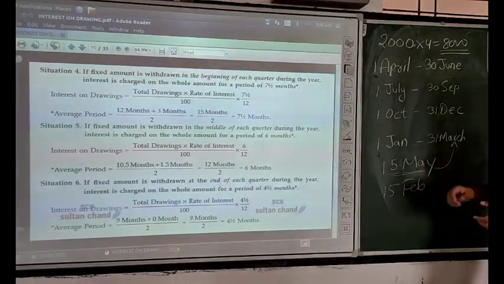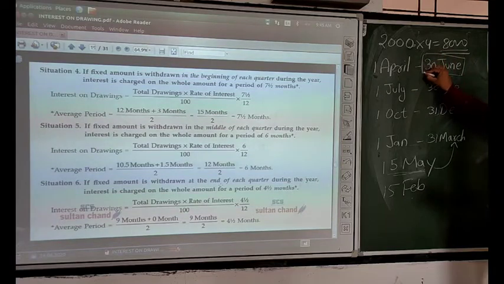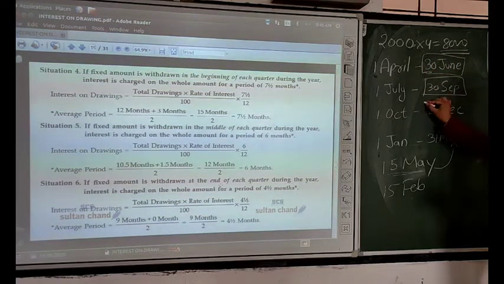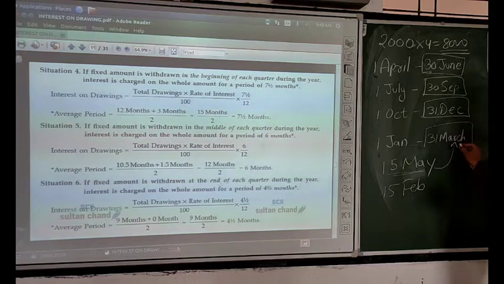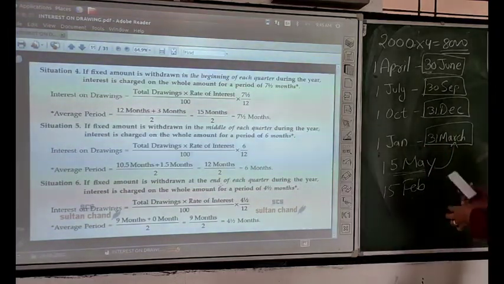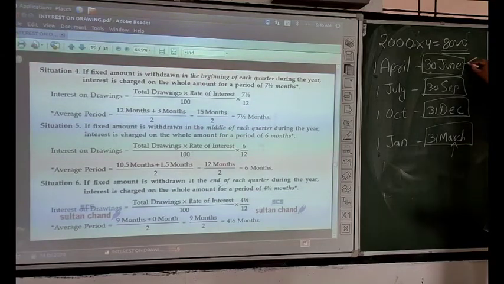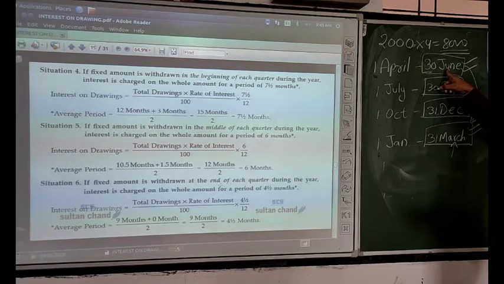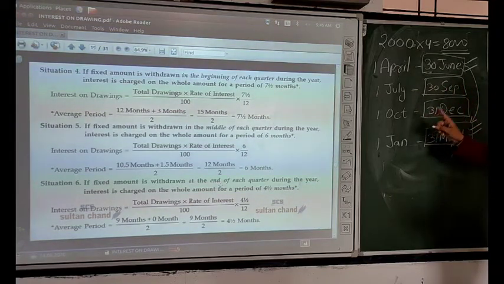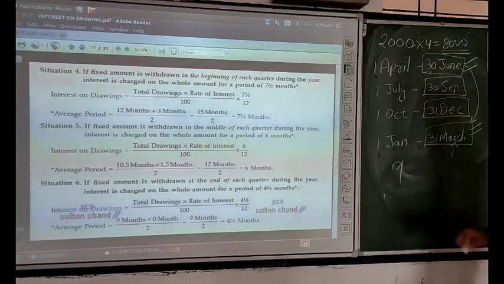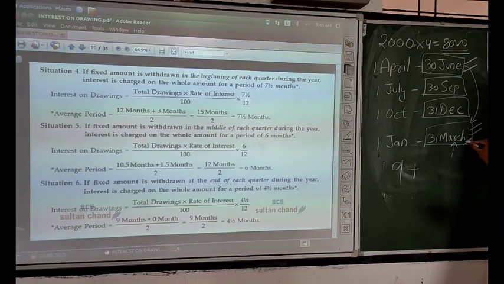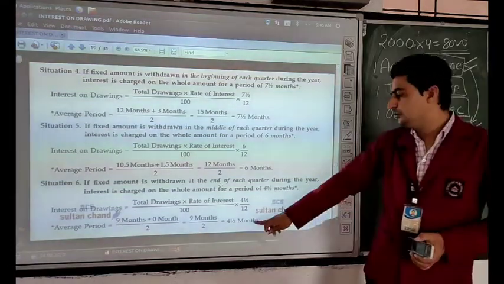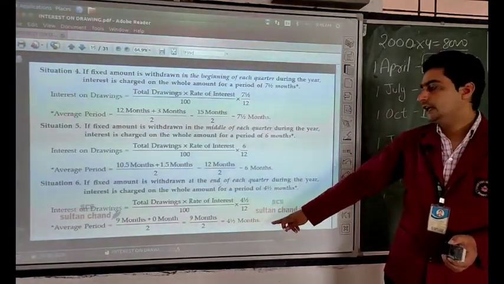So a fixed amount is withdrawn at the end of each quarter. What will happen at the end of each quarter means here we are withdrawing. First drawing will be on 30th June. Second will be on 30th September, third will be on 31st December and fourth will be on 31st March. So our first drawing will be on 30th June and last drawing will be on 31st March. So from 30th June till 31st March, because June is over, we will not calculate June. July, August, September, October, November, December, January, February, March. 9 months will be there. Plus after last drawing, year ends will be there, 0 month remaining will be there. So 9 plus 0 is equal to 9, divide by 2, 4.5 months will be the average period of time.